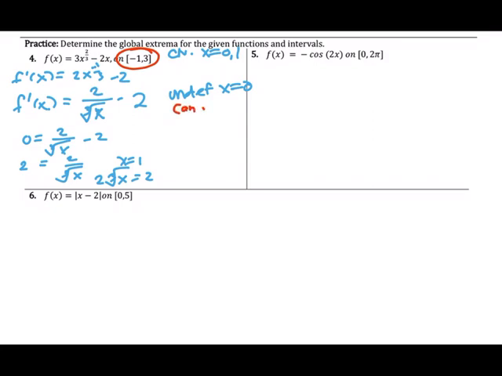So I'm going to look at all of the candidates that could be my absolute extrema. I'm going to have the endpoints, -1 and 3. And then I'm going to throw my critical numbers in there, 0 and 1.